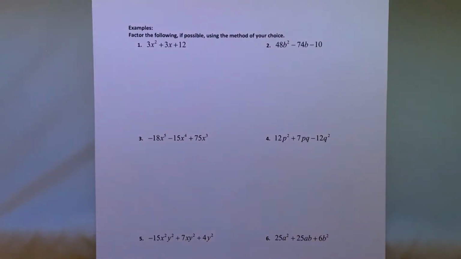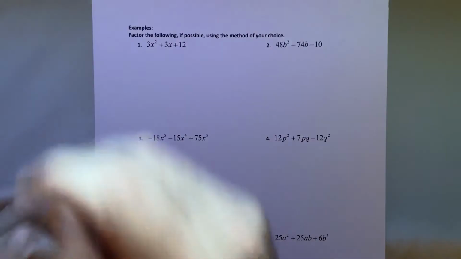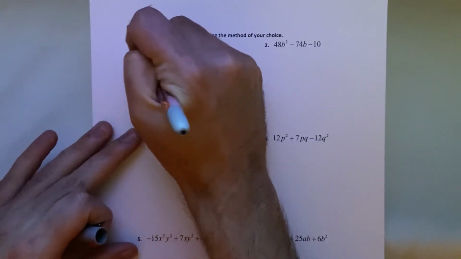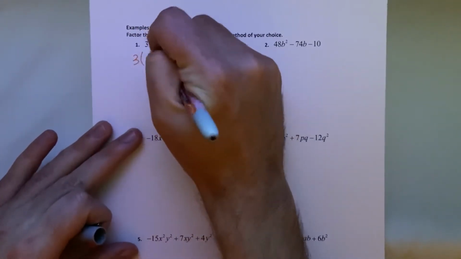So 3x squared plus 3x plus 12. First thing you always check for when factoring is a common factor. So if we're looking for a common factor here, they share a 3. That leaves us with x squared plus x plus 4.